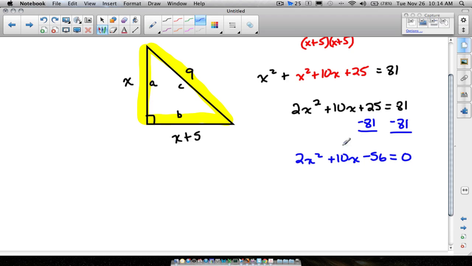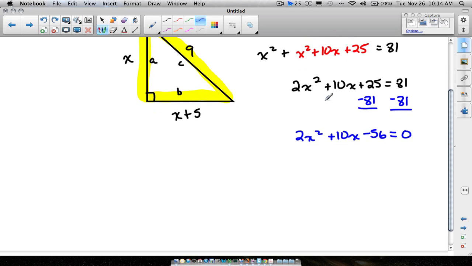Now I've mentioned this too. You can go straight to the quadratic formula if you want to. But notice we can divide everything by 2. If we divide everything by 2, it makes this problem a little bit easier to work with because your numbers are smaller. Dividing by 2 here, we get x squared. Dividing by 2 here, we get plus 5x. And dividing by 2 here, 56 divided by 2, that's going to be minus 28. This is equal to 0.